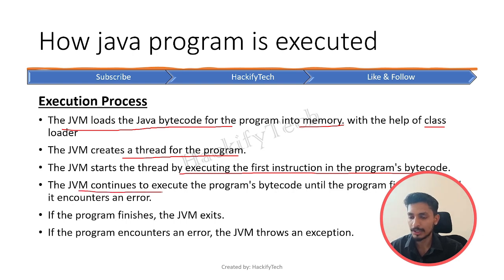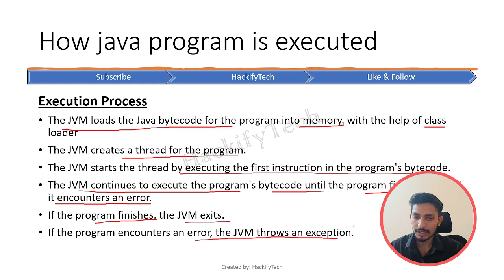The JVM continues the execution of the program in the bytecode until the program finishes or until it encounters an error. So your execution keeps on continuing until and unless the program finishes or any exception or error comes in between. When the program finishes, the JVM will exit. If the program encounters an error, then the JVM will throw an exception.